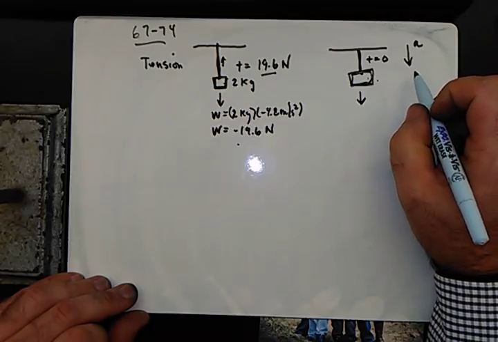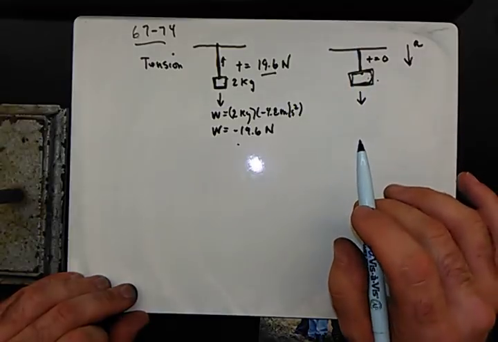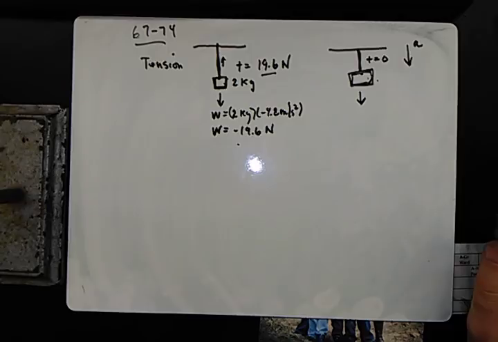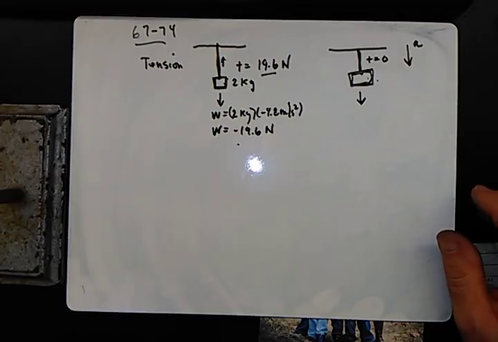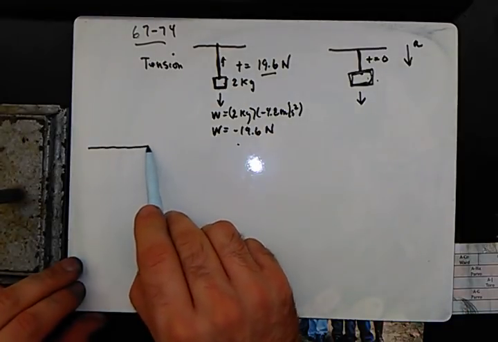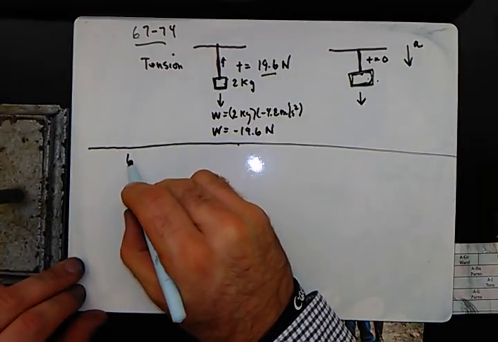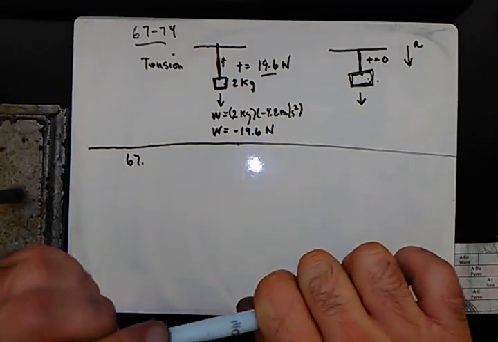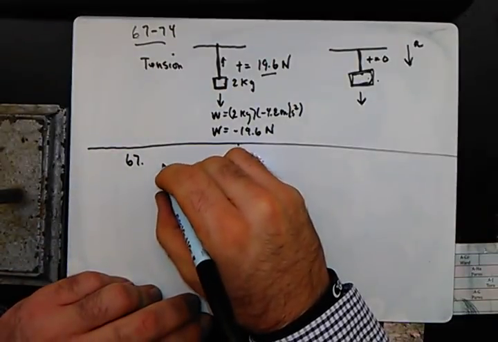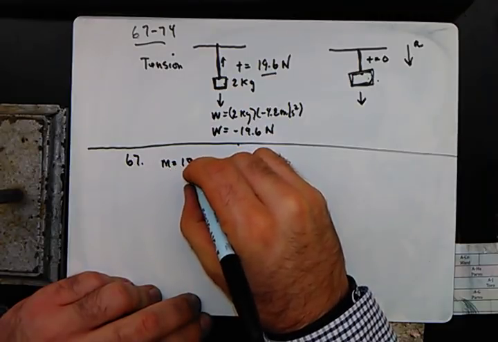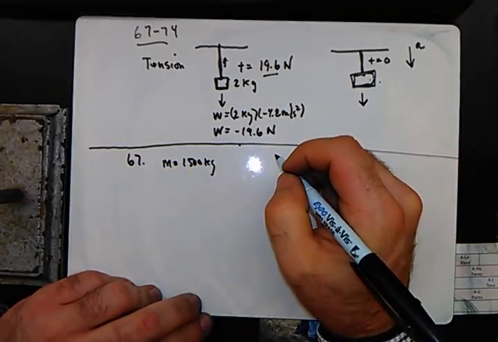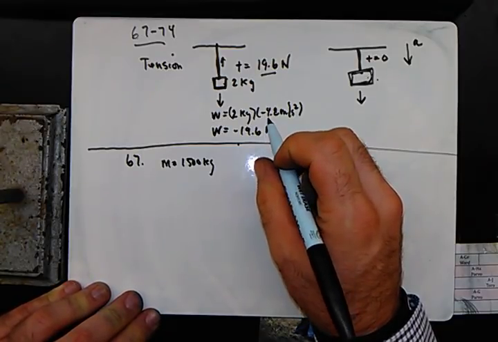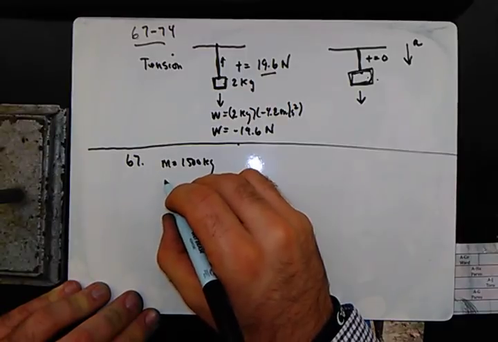So we're going to take a peek at a few of these problems. I'll take a peek at number 67 to start, and let's see if we have enough space for it. In 67 it says a 1,500 kilogram elevator, so the mass of the elevator is 1,500 kilograms. It moves up and down on a cable. It says calculate the tension in the cable for the following cases.